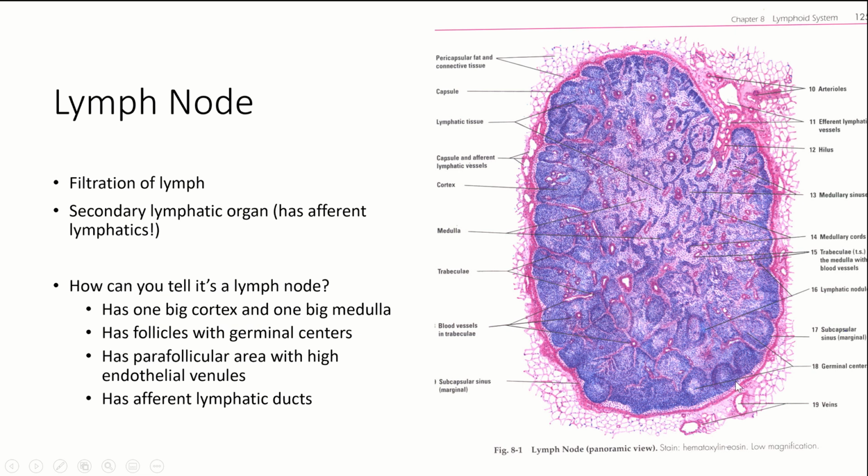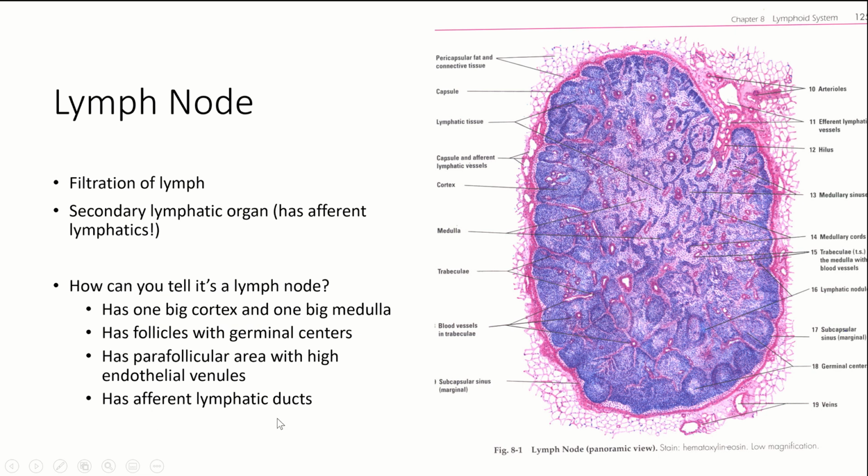So these are follicles, and what they have are germinal centers. This lighter staining part on the inside of the follicle is the germinal center, okay? That's where we have high concentrations of those lymphocytes and antigens, where they're kind of doing their little battle, okay? And then it also has what we'll call parafollicular areas with high endothelial venules. We'll see that in a second.